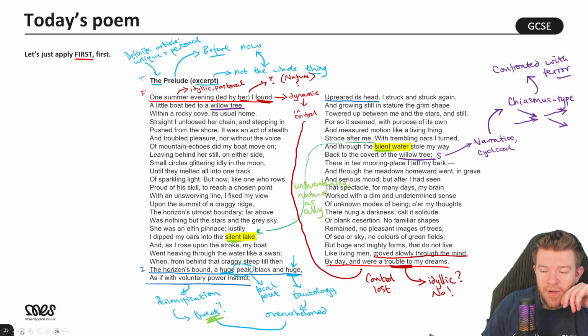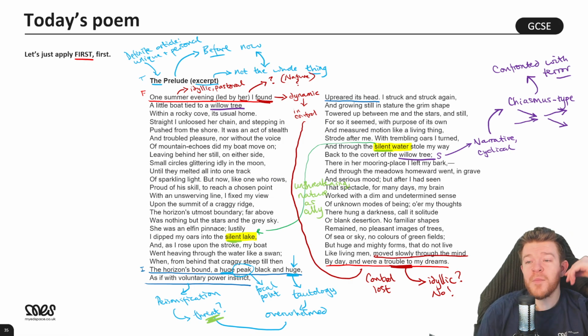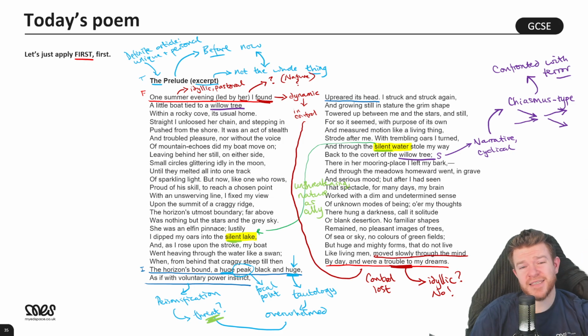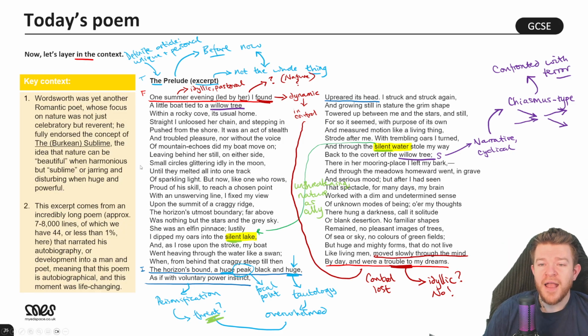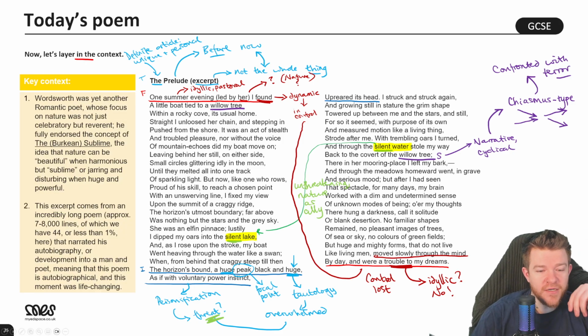So what we end up with is a really nicely annotated poem. It's not densely annotated, but it's 5 key ideas which really get to the heart of what this poem is all about. Then we're going to layer on a little bit of context over the top.